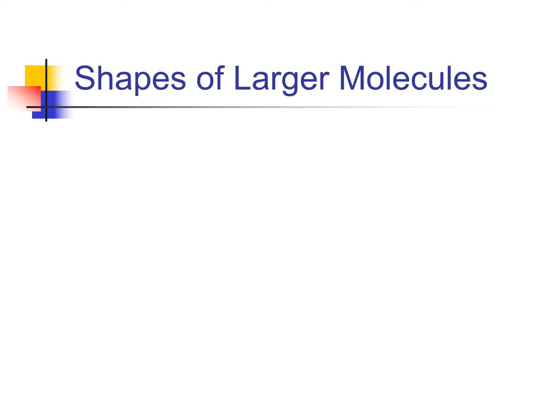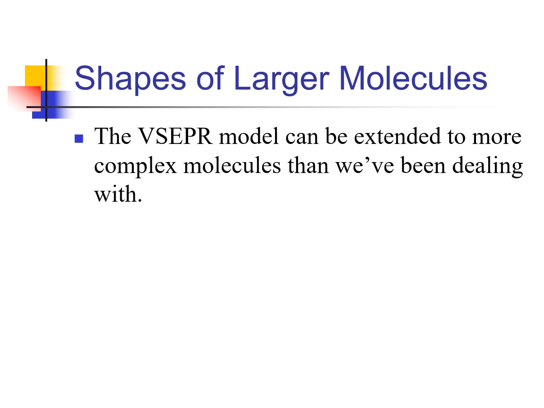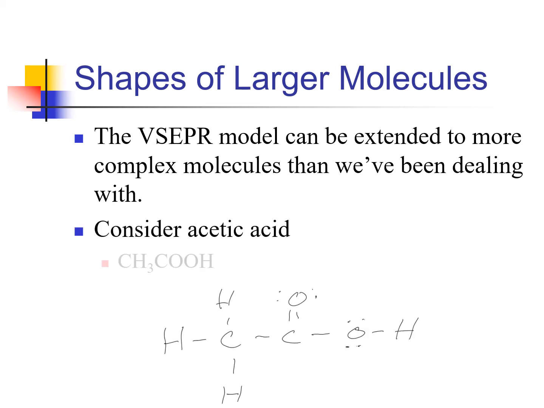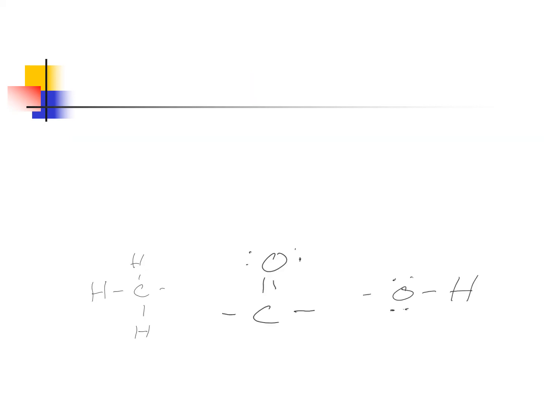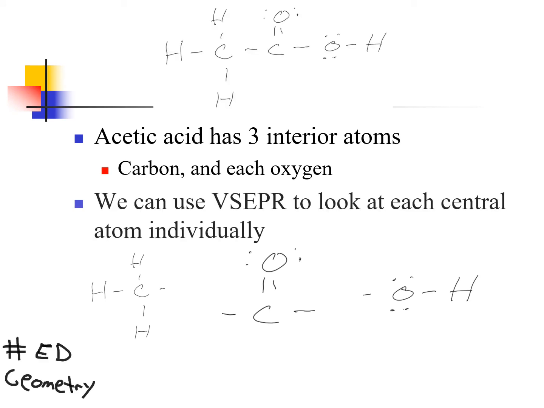Now, shapes of larger molecules. We can actually extend the VSEPR model to more complex molecules than just something with a single central atom. So consider acetic acid here. There are actually 3 central atoms here: carbon number 1, carbon number 2, and that oxygen right there. Those are all central atoms, so we can view this from the point of view of each of those. We can look at the VSEPR model for each individually.